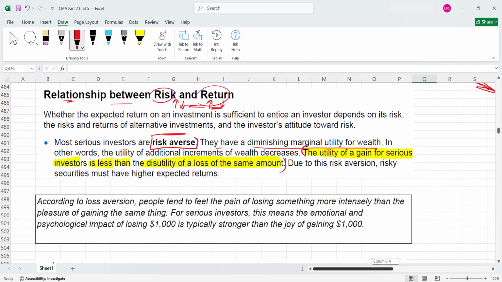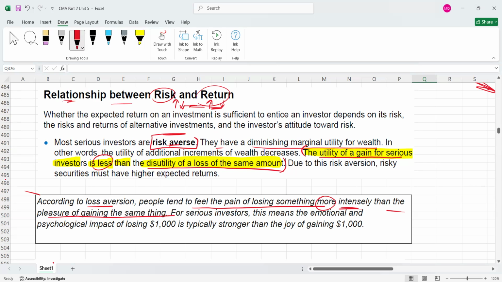So this is what it means: the utility of a gain for a risk averse investor, simply the pleasure of the gained amount, is less than the disutility of the loss of the same amount. As I told you, for them loss is more important. Maybe their pleasure is less, but the pain is more if they lose. So this is what is meant by risk averse people. Here you can just go through this example. According to loss aversion, which is risk aversion, people tend to feel the pain of losing something more intensively. If you're losing something, you will feel the pain more intensively than the pleasure of gaining the same thing.